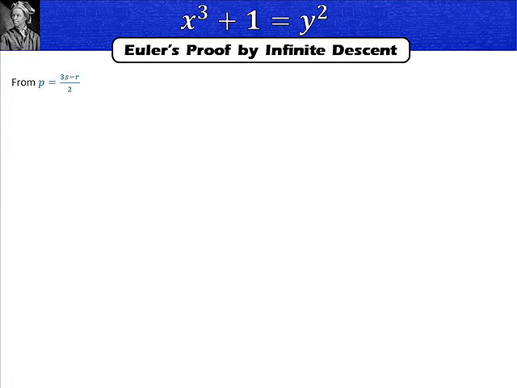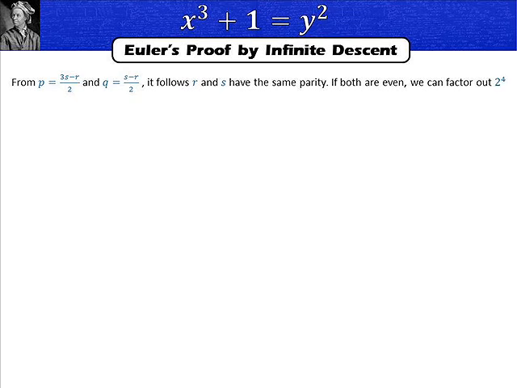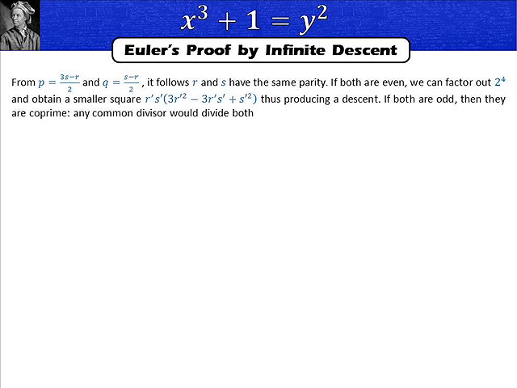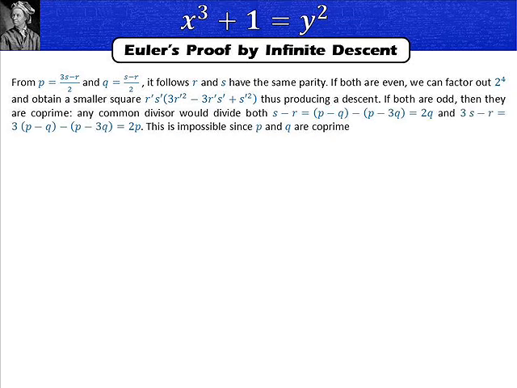From p equals (3s minus r) over 2 and q equals (s minus r) over 2, it follows r and s have the same parity. If both are even, we can factor out 2 raised to the 4th and obtain a smaller square, thus producing a descent. If both are odd, then they are coprime. Any common divisor would divide both the difference, s minus r, which equals 2q, and 3s minus r, which equals 2p. But this is impossible since p and q are coprime and r and s are odd. Hence, r and s are necessarily odd and coprime.